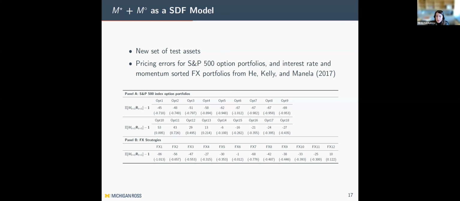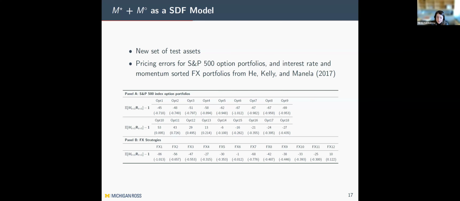So for this, we are going to borrow these portfolios from Hekeli and Manela, and we are going to have S&P 500 index option portfolios. There are 18 in total, and FX strategies portfolios that are going to be sorted on the interest rate and momentum. And you see, again, we do this test unconditionally, and again, we don't find that these pricing errors are going to be statistically different from 0.